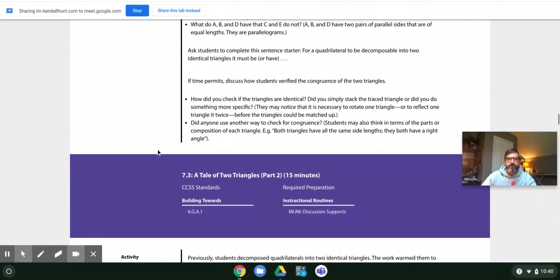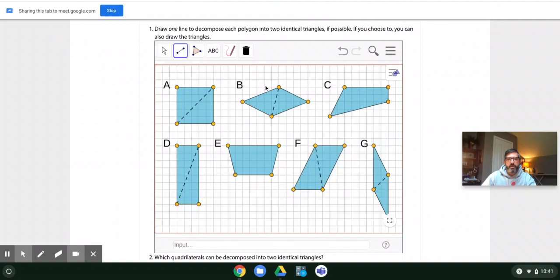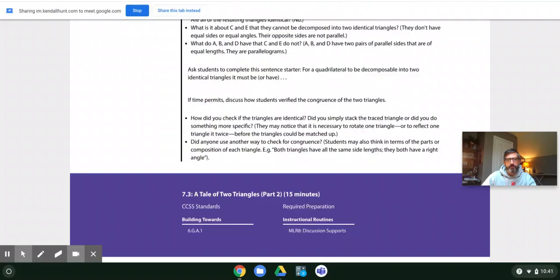So in order for a quadrilateral to be decomposable in two identical triangles, it must be what? Well, it needs to be a parallelogram. So it needs to have equal sides and equal angles opposite from one another.